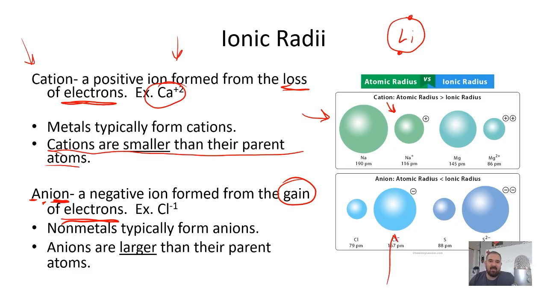Anions, these are gaining electrons. They're gaining electrons without gaining protons, so we're not increasing the nuclear charge. However, as we increase our number of electrons, our atom becomes larger. So chlorine minus is going to be larger than chlorine. So that's it. That's what you want to know about ions. Let's go ahead and move to the next one.